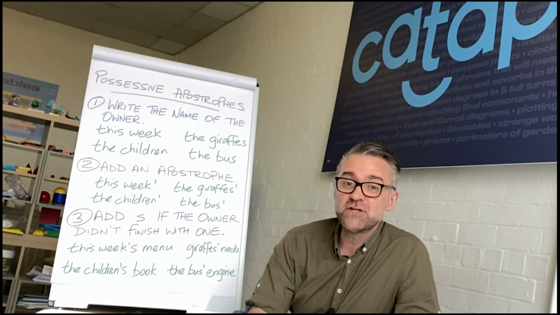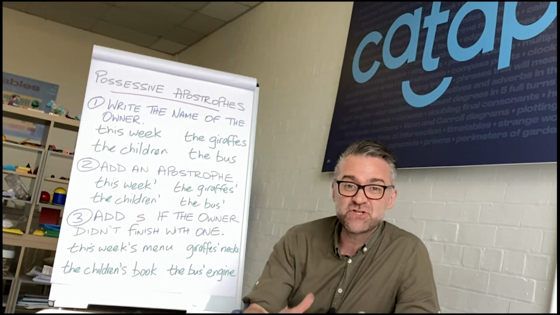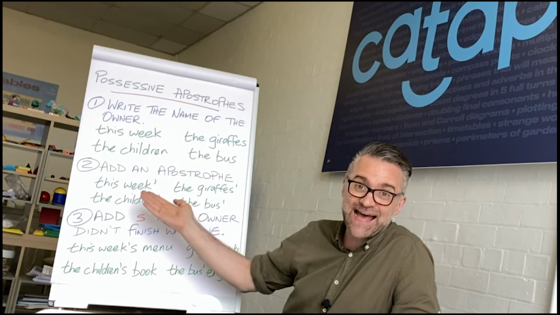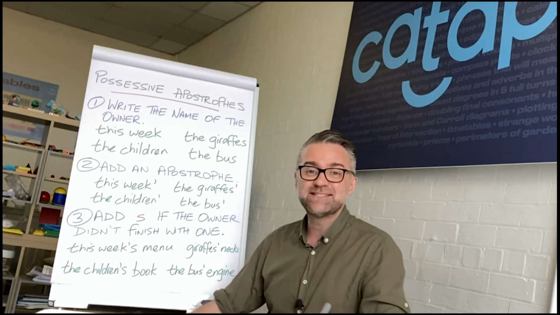It's not wrong to put an extra S after the apostrophe, but if we want to keep things simple, just give these 3 steps to your children. Write the name of the owner, add an apostrophe, and then only add the letter S if the name of the owner didn't finish with an S.